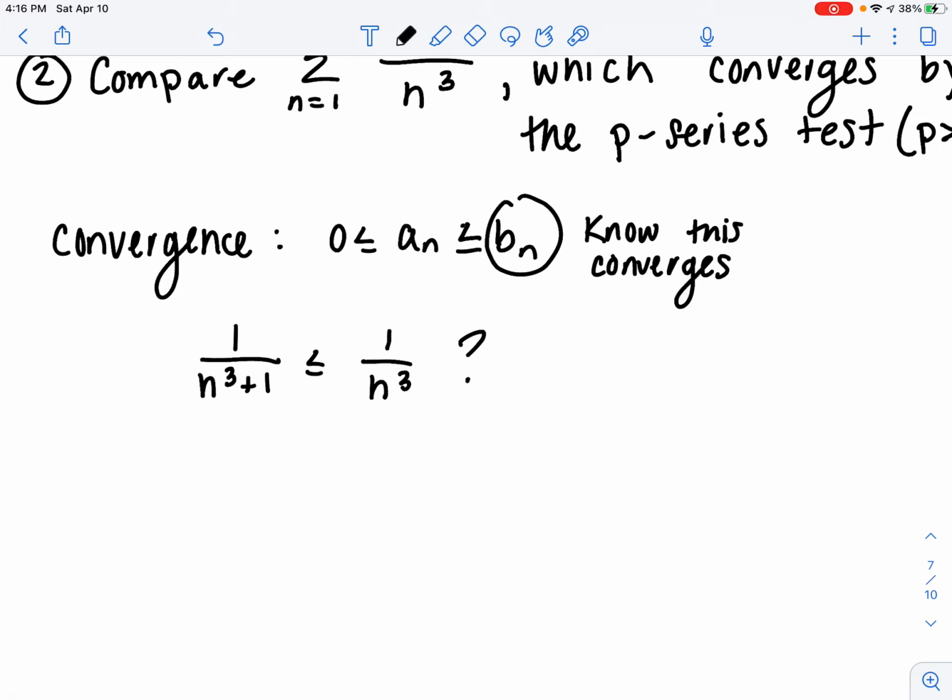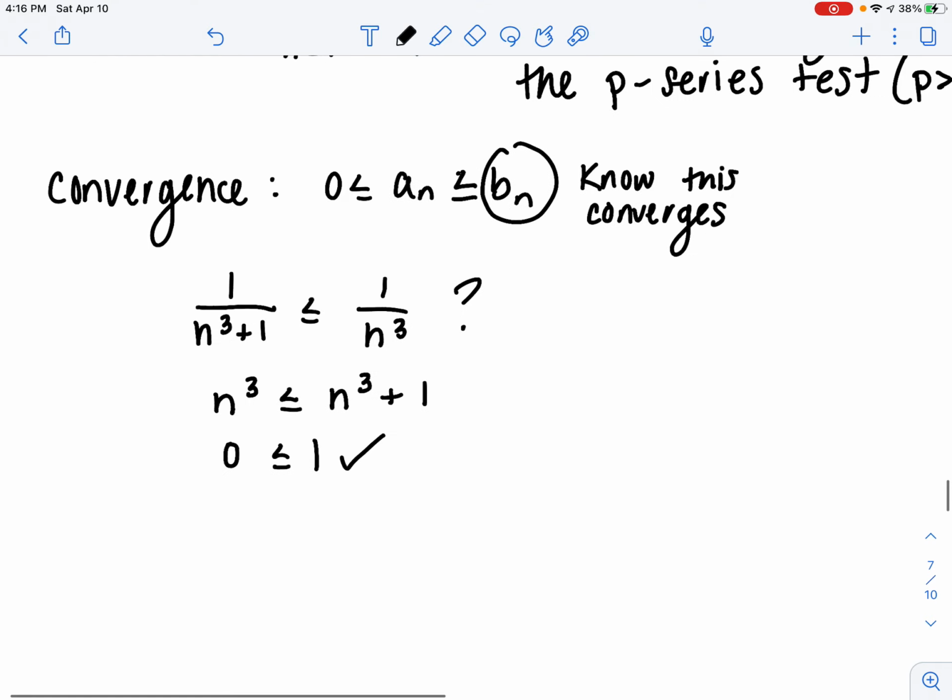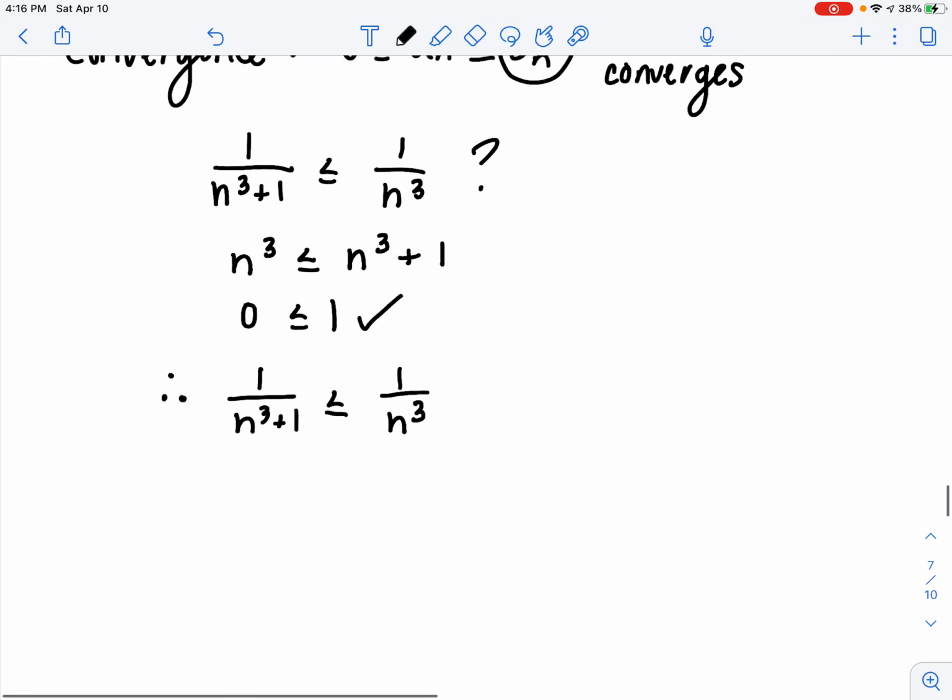So if we cross multiply here, we get n cubed is less than or equal to n cubed plus 1. And if we subtract n cubed from both sides, we get 0 is always less than or equal to 1. That is a true statement. So we can say 1 over n cubed plus 1 is always less than or equal to 1 over n cubed. We can show that inequality for all n greater than or equal to 1, because that's the domain. That's where our starting value is.